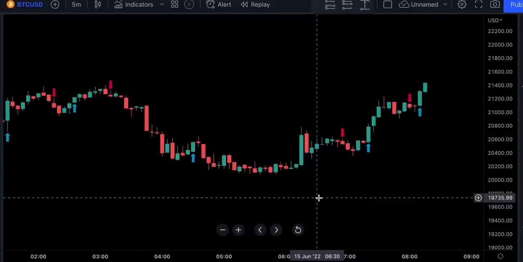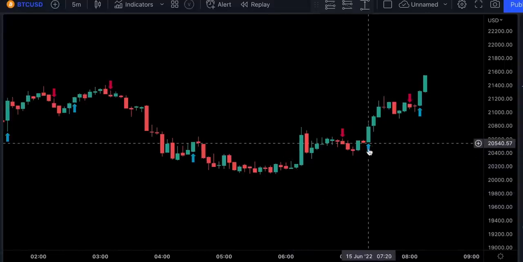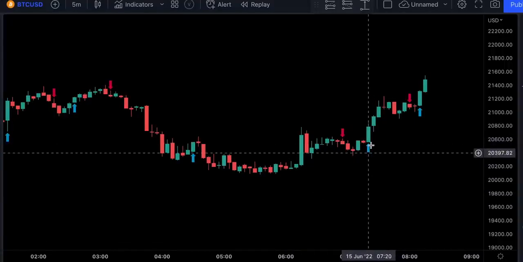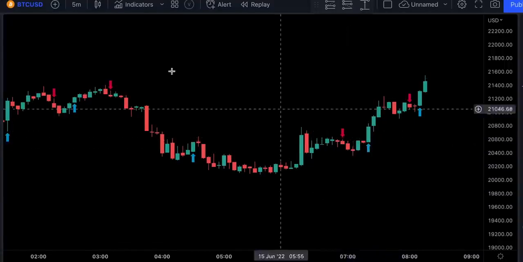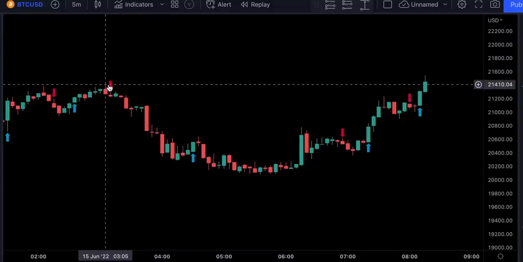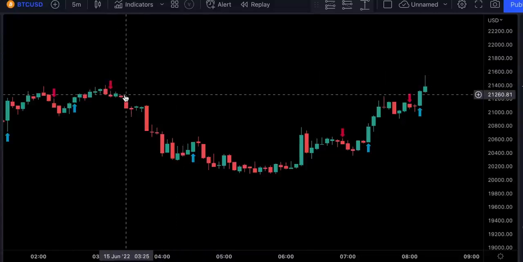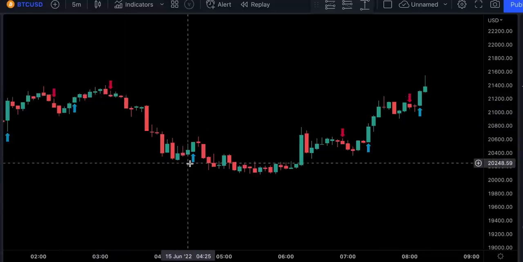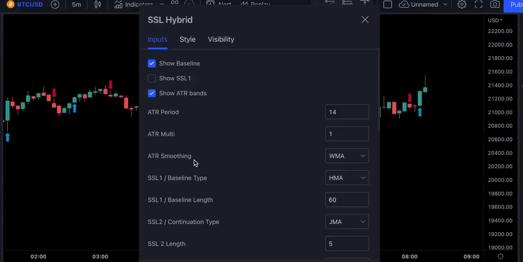You can also use these arrows as an entry confirmation. So whenever you have a blue arrow printed below the price, this is a signal to go long. And whenever you have a red arrow printed above the price, this is a signal to go short. It's not recommended to use this indicator on its own because it issues quite a few false signals. So adding a baseline to it could be a really good idea.